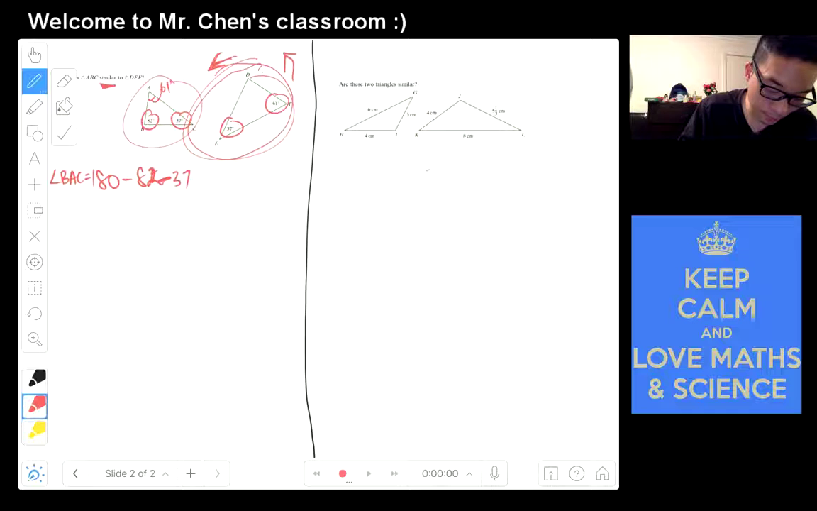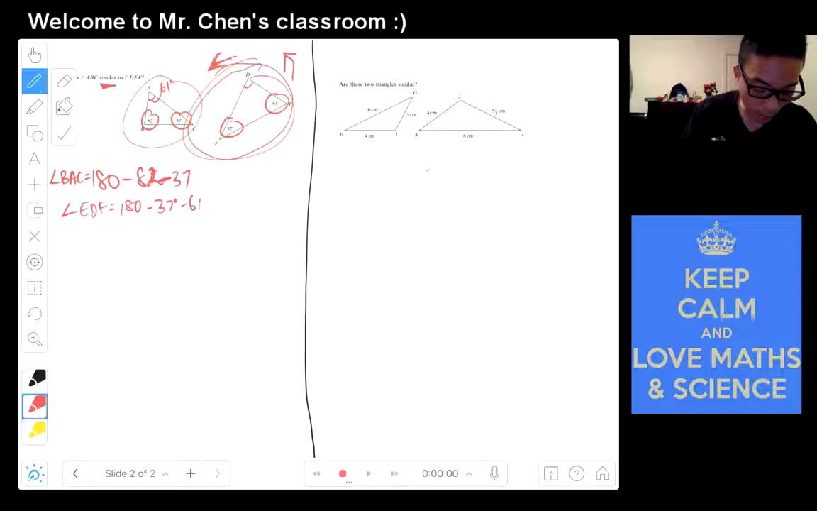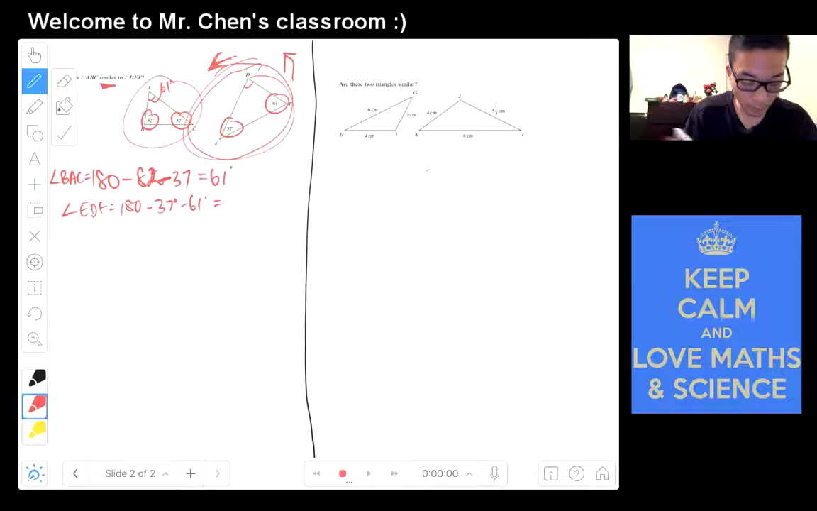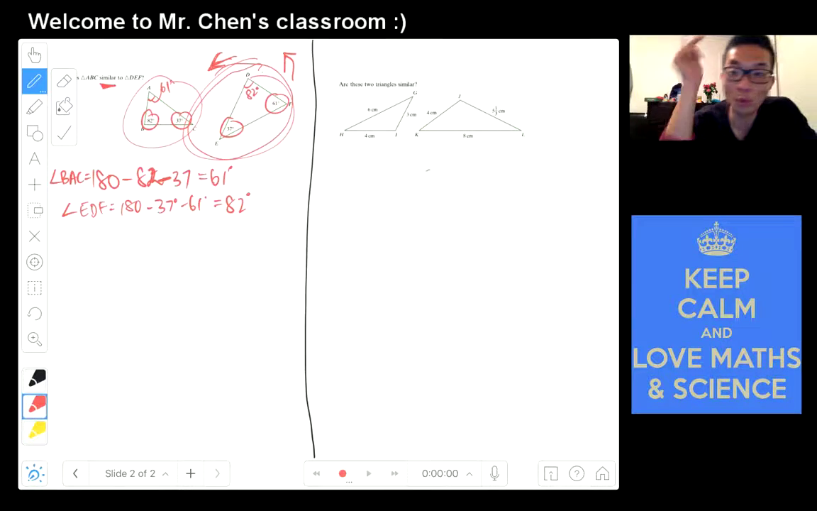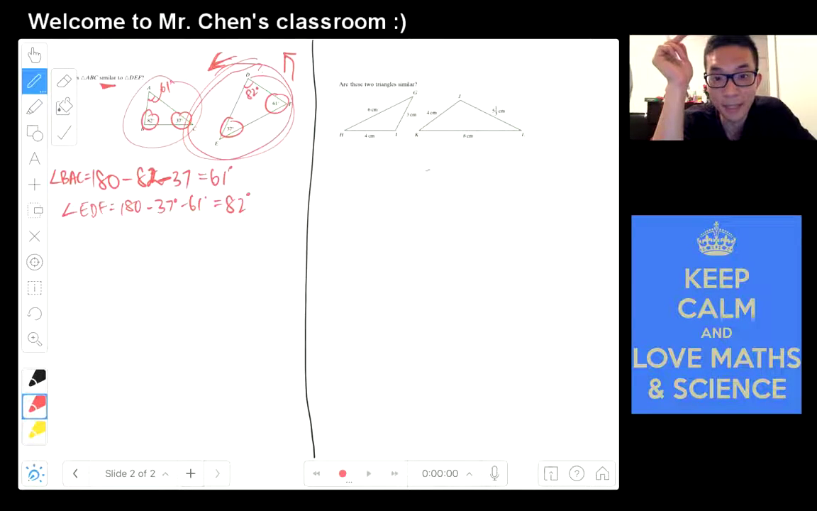And what about the other one? The other angle, EDF, is 180 minus 37 minus 61, which will give us 82 degrees. So what that means is, as you can tell, all of them have the same angles, but they have just been arranged differently.